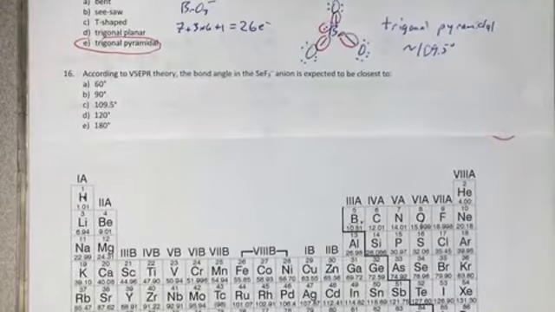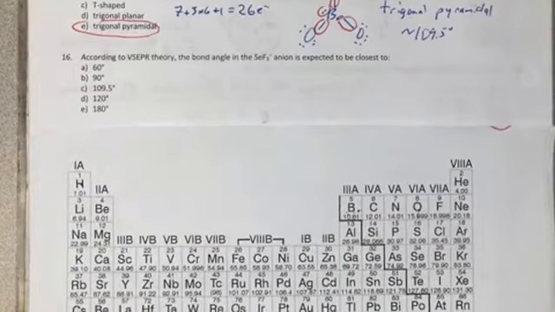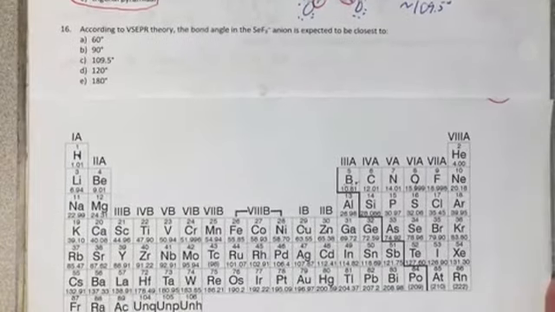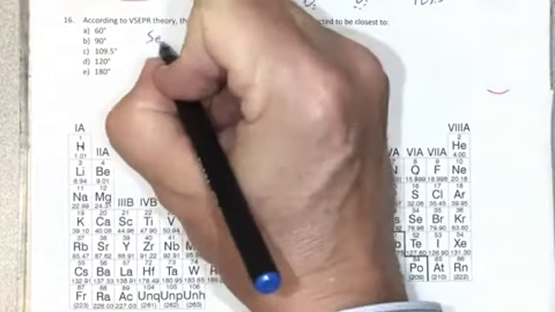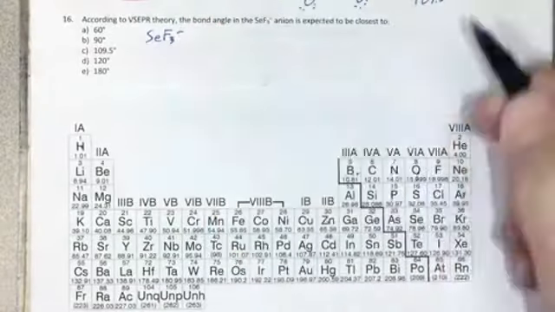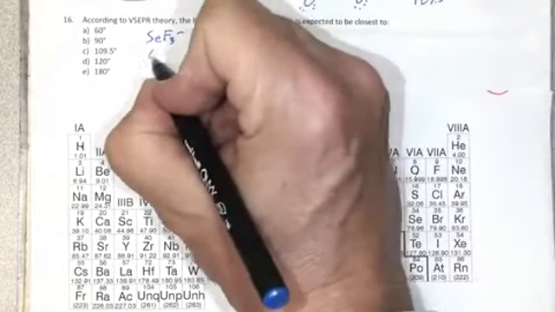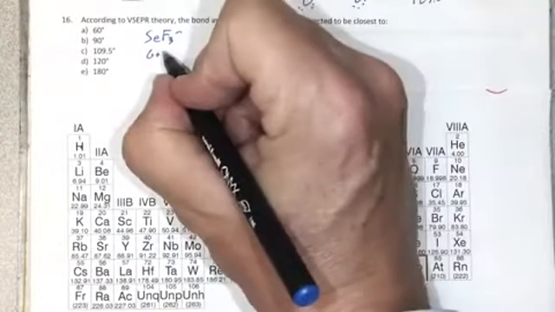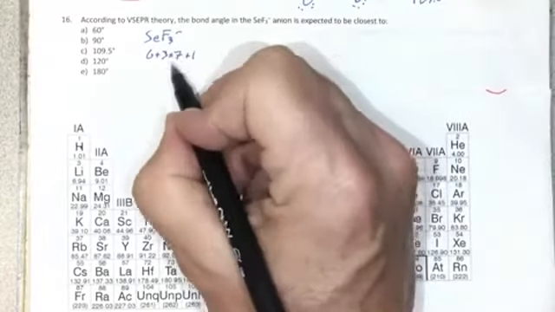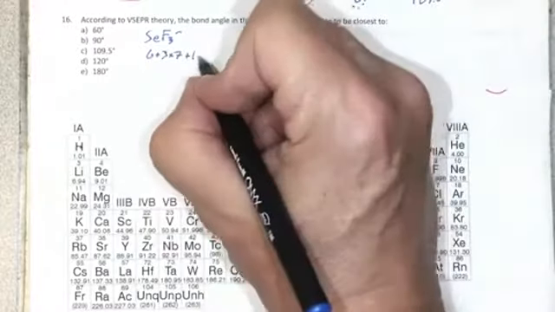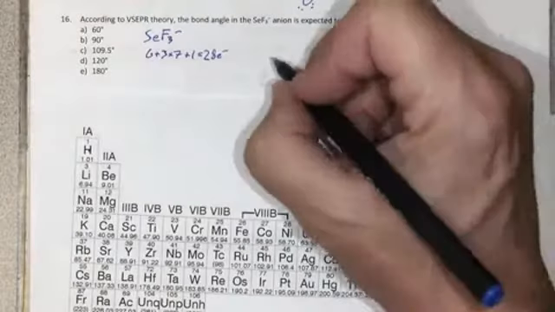Number 16, according to VSEPR theory, what is the bond angle in SeF3 minus 1? Okay, so we've got to draw the Lewis structure for that molecule. And the first thing to do is sum up the valence electrons, SeF3 minus 1. So selenium is in group 6 of the periodic table. It has 6 valence electrons. Each fluorine's in group 7, has 7 valence electrons, 3 times 7. There's a negative charge. What do you do with the negative charge? You add another. So 3 times 7, 21, 22, 28 electrons. This is 28 electrons. So now we're going to draw the Lewis structure.